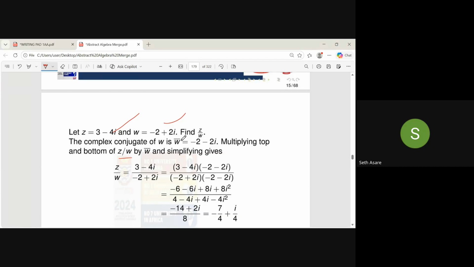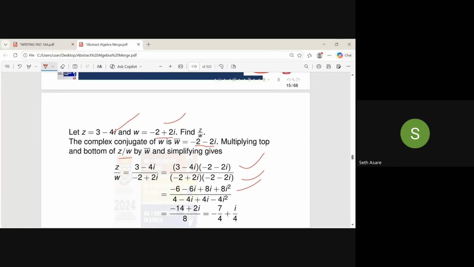Now we have to find the conjugate of the denominator. If I have minus 2 plus 2i, its conjugate will be minus 2 minus 2i. So we use that one to rationalize it. We have said that for the denominator, we square the real part and also square the imaginary part, or you can expand it as well.